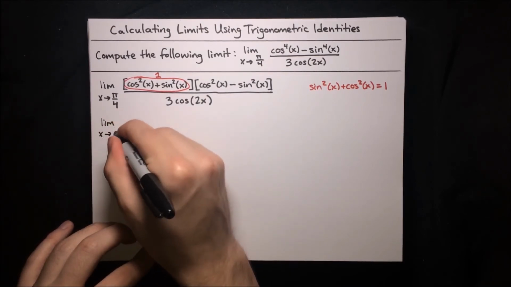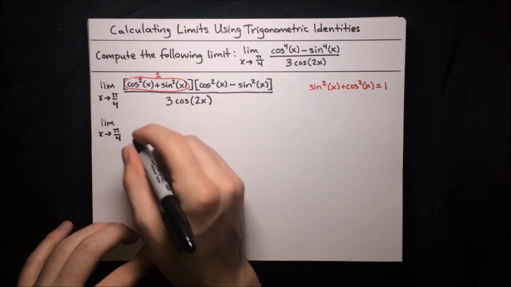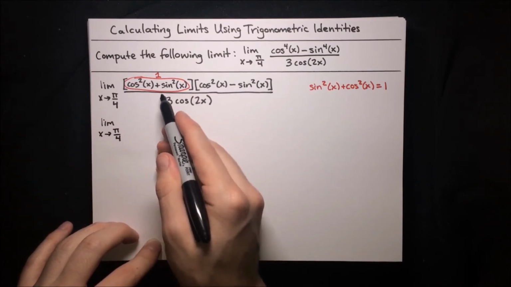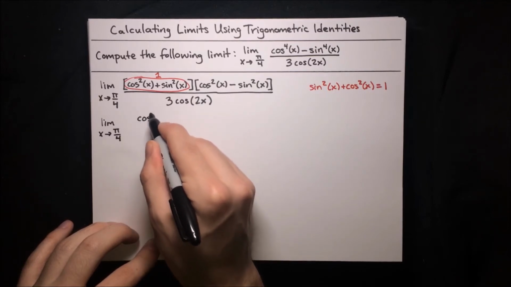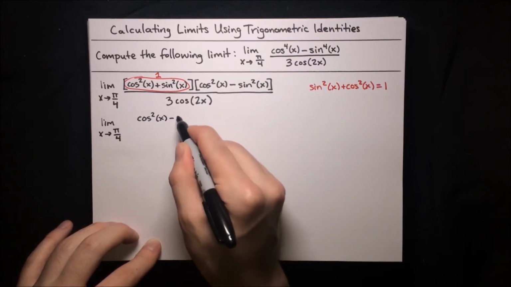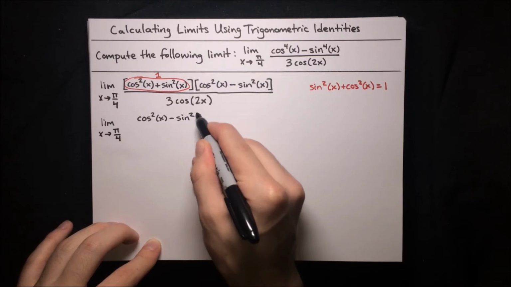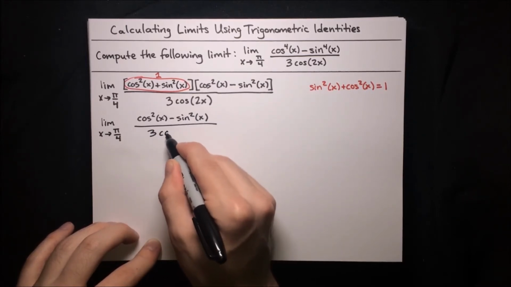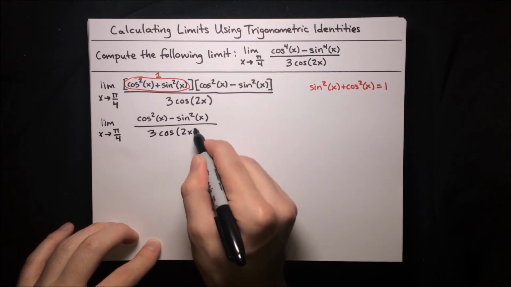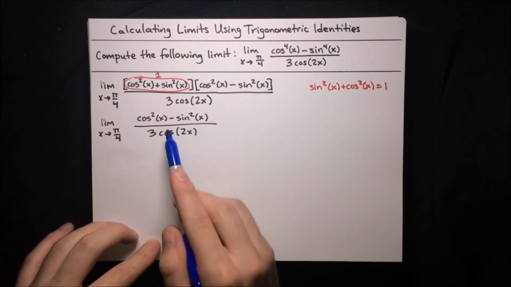Limit as x approaches pi over 4. This is just 1, so we can forget about it, because 1 times anything is just that thing. So just keep the cosine squared minus sine squared factor up top, and then that's still over 3 times cosine of 2x. Now you might say, why don't we just factor this numerator again?